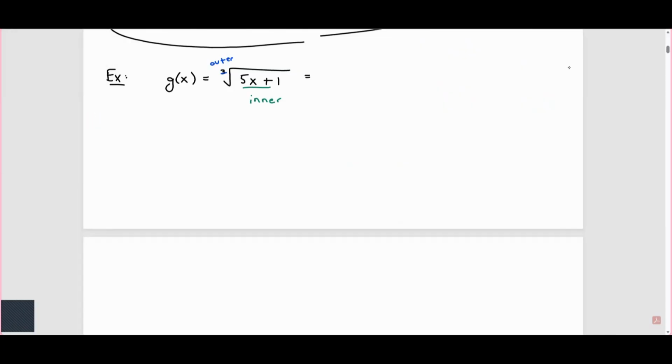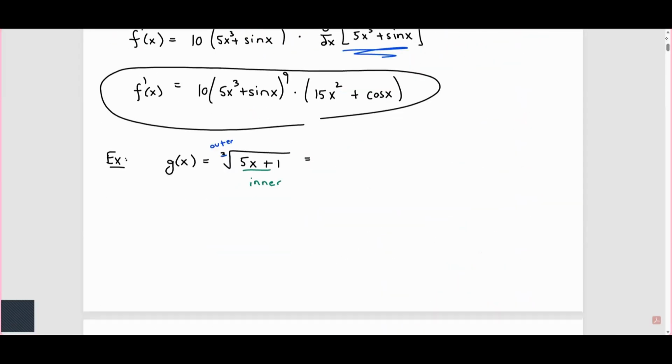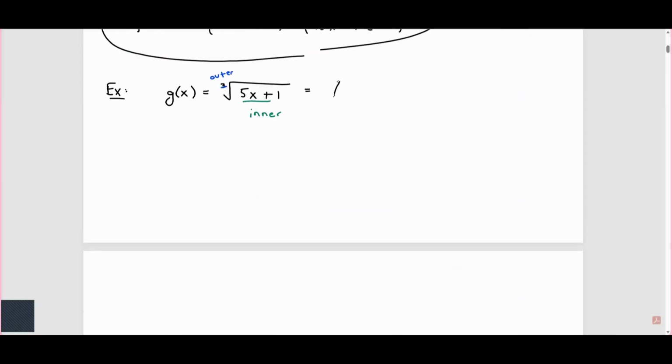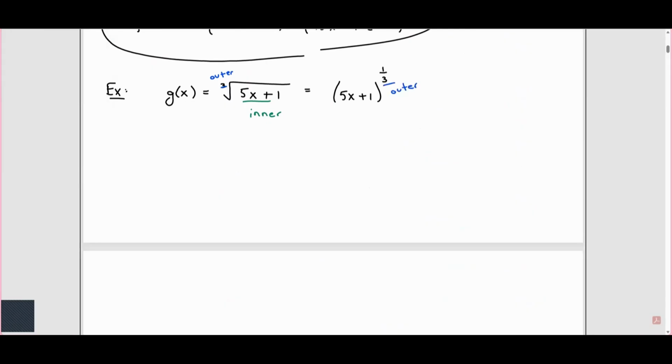But we're not going to forget about our reminders where I said all the way up here, if I have a root, I really should write it as a fractional exponent. So I'm going to do that before I take the derivative. So I have 5x plus 1, and instead of the cube root, I'm going to write that as 1 over 3. I mean, these are equivalent. That is a cube root, but instead of writing it in that root form, I'm going to write it as a fractional exponent. And now this is still my outer function, and this guy is my inner function. Now let's go for it again. So let's take our derivative.